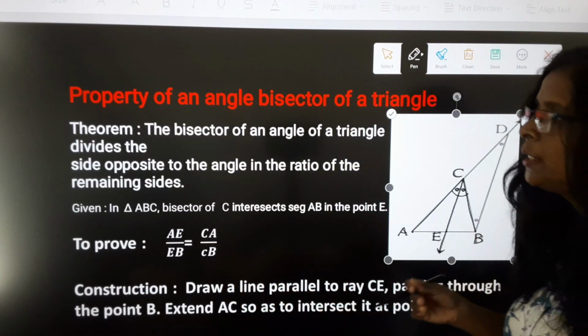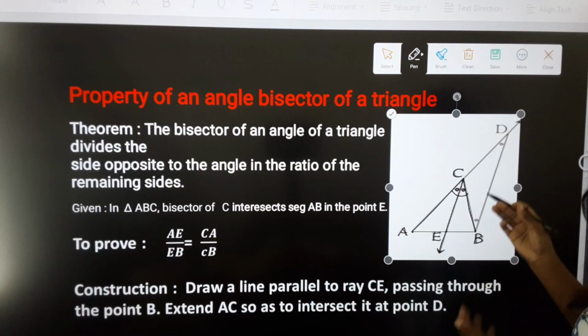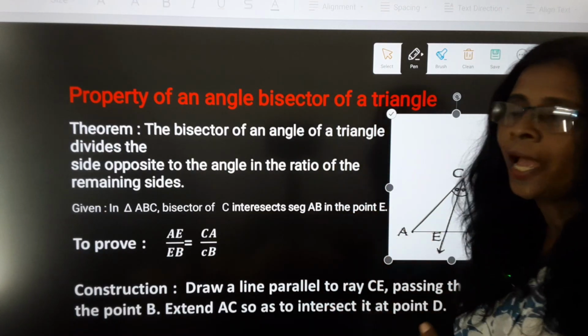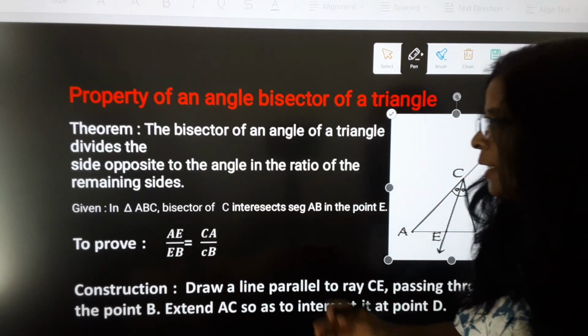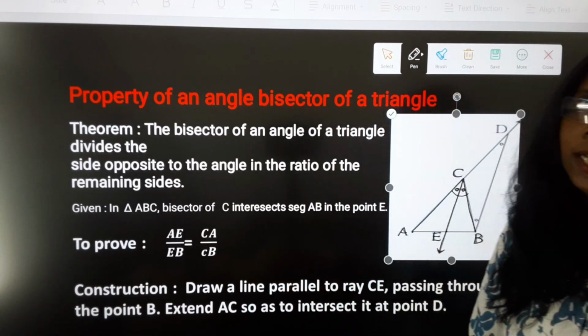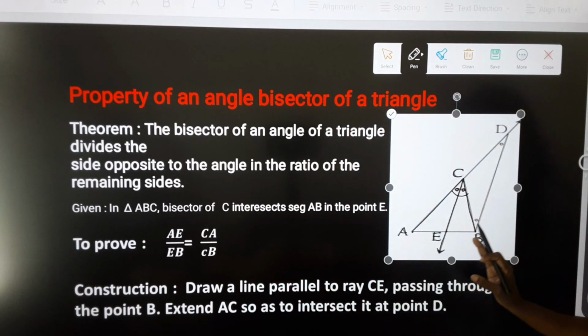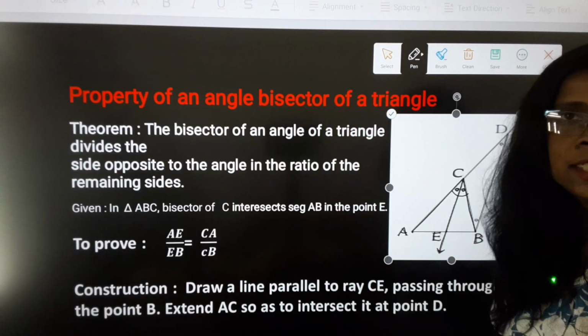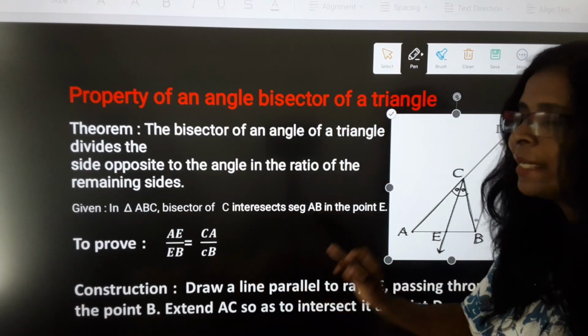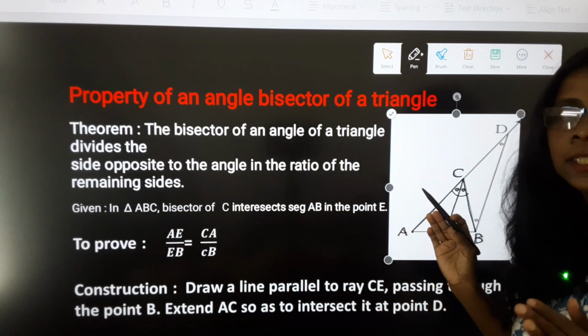So from the statement, we first draw the figure. From the figure, you write the given, and then from the statement, you write the to prove, students. Now here there is only a triangle, and that triangle is insufficient to prove this. So we construct this figure.